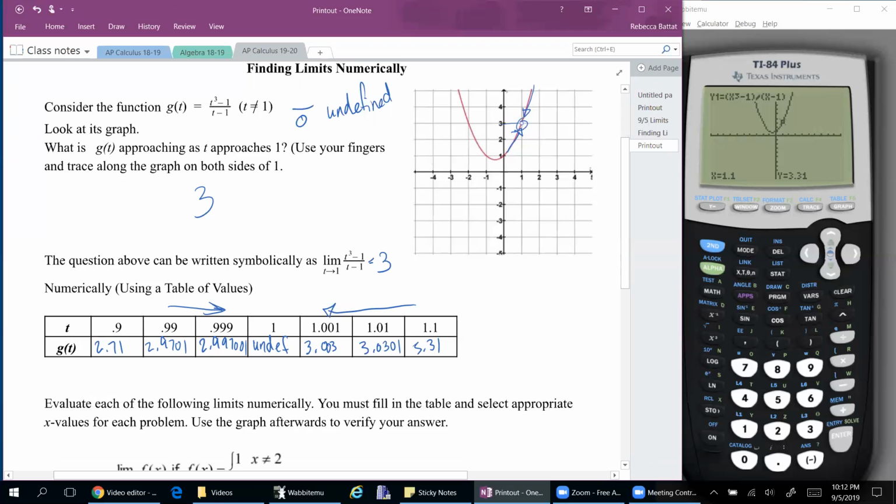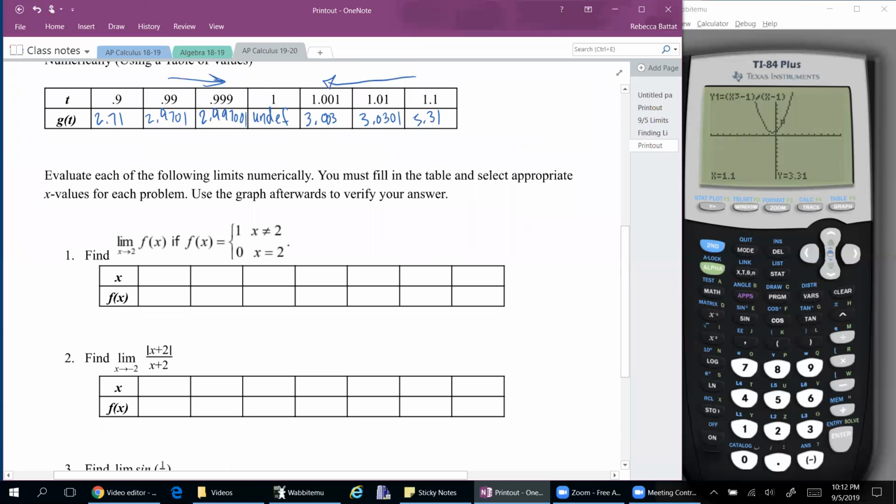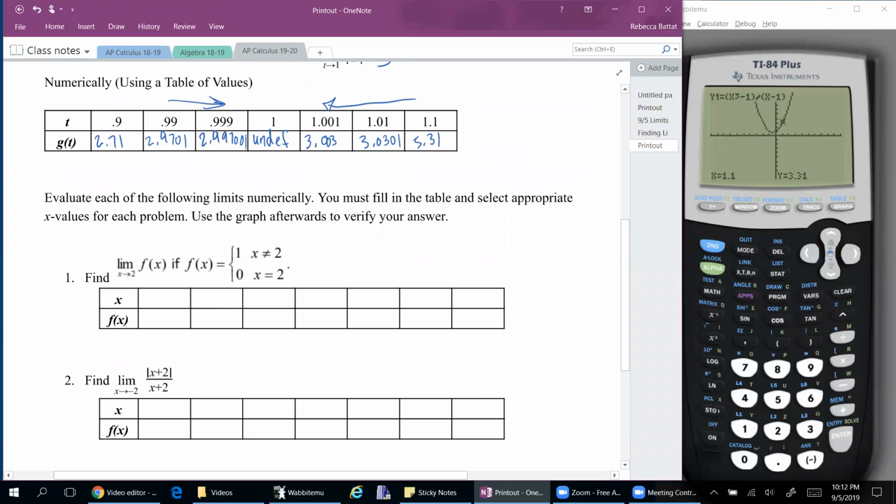Let's look at another example. This one is called a piecewise function because there are 2 pieces to the function. We want to find the limit as x approaches 2 of f of x, if f of x is equal to 1 if x does not equal 2, and 0 if x equals 2.